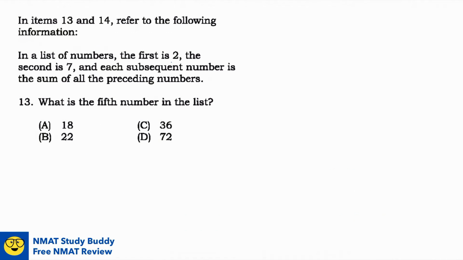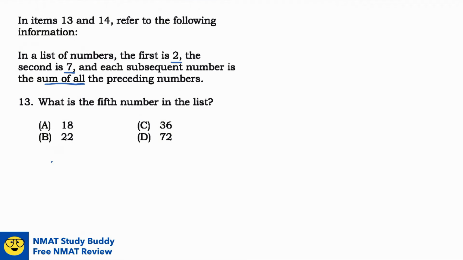In items 13 and 14, refer to the following information. In a list of numbers, the first is 2 and the second is 7. And each subsequent number is the sum of all the preceding numbers. So, yung mga kasunod daw na number nung 2 and 7 ay yung sum nung mga naunang numbers. So, sa number 13, yung tanong is, what is the fifth number in the list?